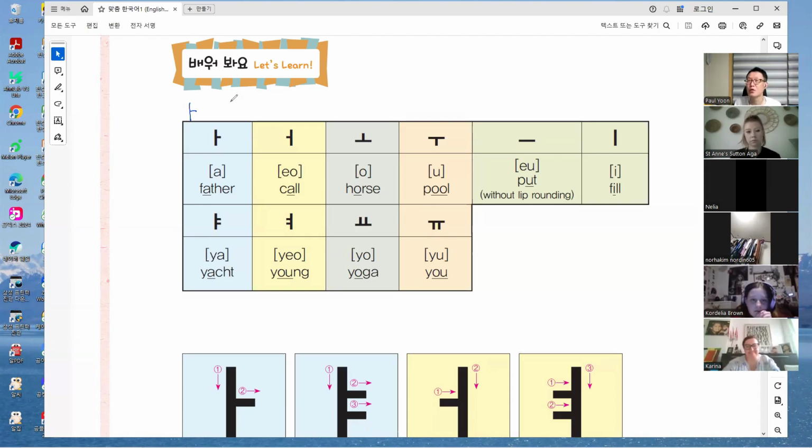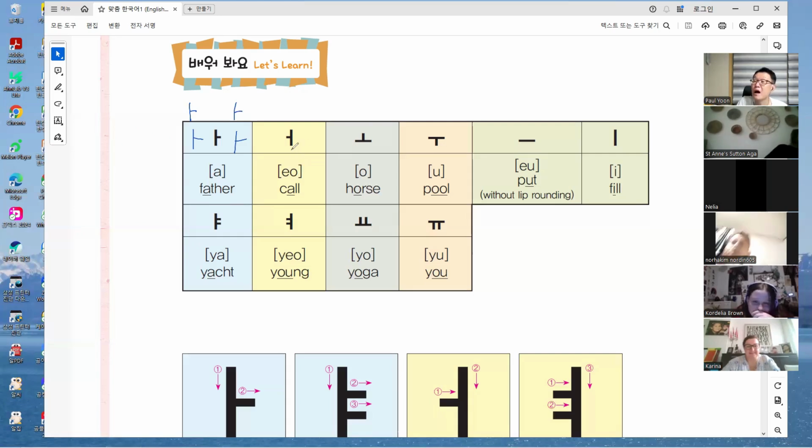How to write Korean: two basic regulations. Please memorize that, okay? From up to down and from left to right. So, how to write? One, two. Again, one, two. Can you repeat again? Ah, father.